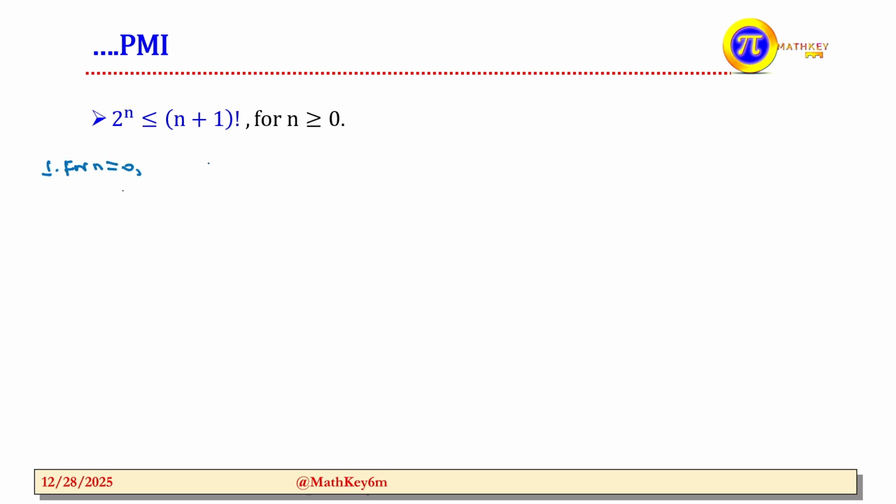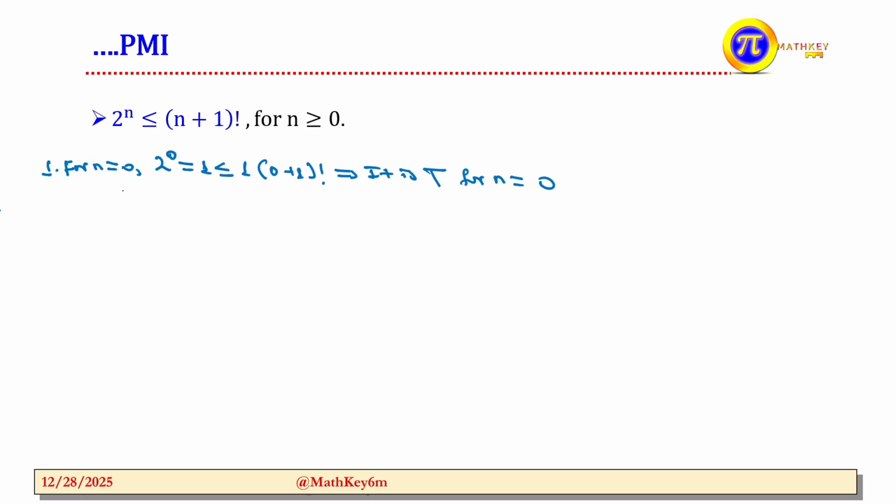We can check this, which implies 2 to the power of 0, which equals 1, is less than or equal to 0 plus 1 factorial. We are familiar: 0 plus 1 factorial means 1 factorial. So 1 is less than or equal to 1. Yes, it is true. We can say it is true for n equals 0.